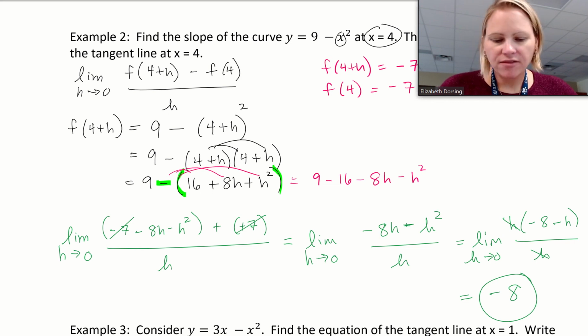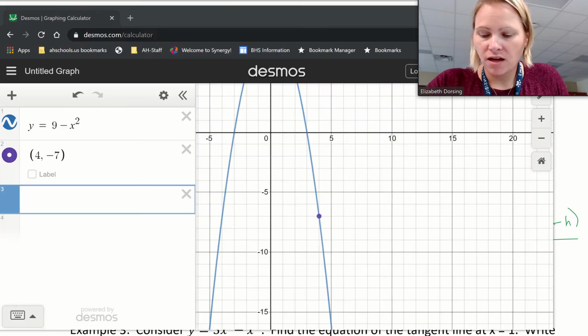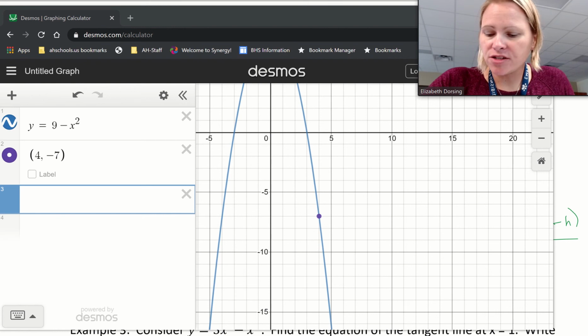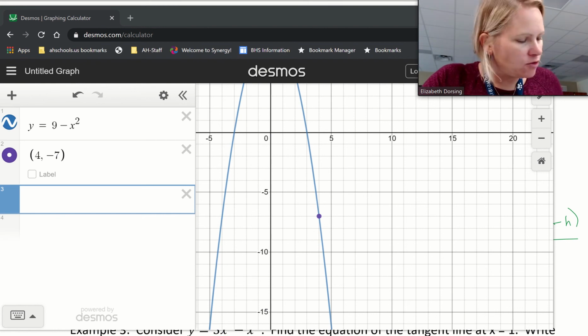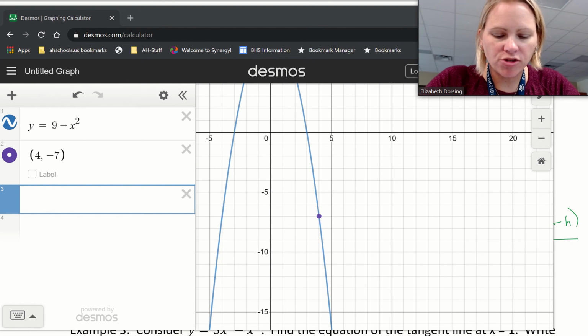Let's actually take a look at the graph real quick, and I'm just going to show you what this would look like. Let's make a connection. So here's the graph of this equation, and here's the point 4, negative 7. That's where we found the slope. And if you look at what I'm about to do, if you think about the direction of the line, and you can kind of see my cursor on the screen, it's going to have a negative slope. And we just said that the slope at this point was negative 8. And does this look like a line that'll have a slope of negative 8? Well, let's take a look.